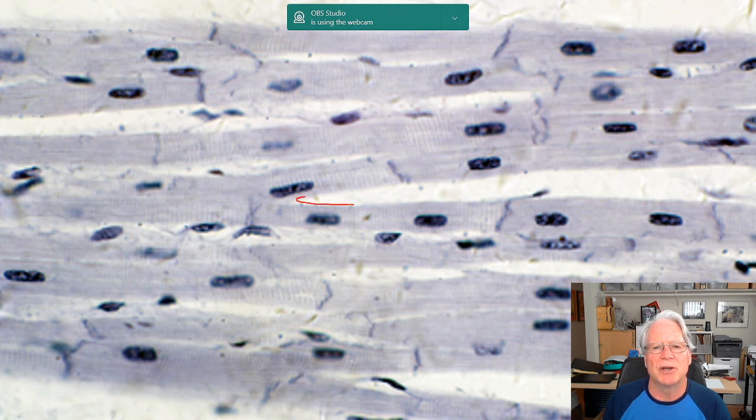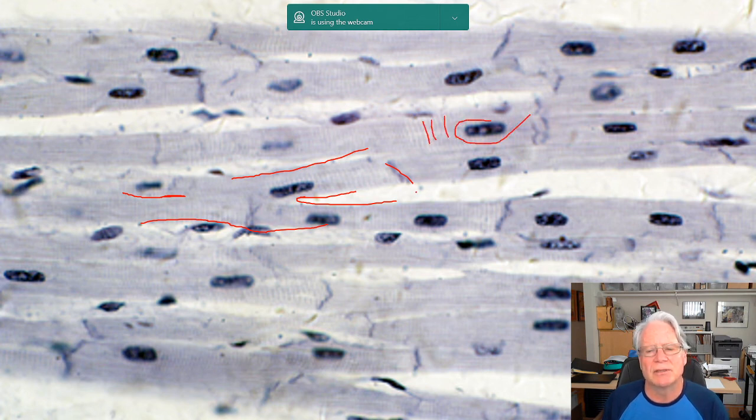So pretty clear what we're looking at here. There's a branching right there. Okay, so we see some branching right there. Maybe a little bit right here as well. So again, intercalated disc, centrally located nuclei, and the striations are present. There's a nice branch right there too. It is sometimes possible to see that. Not always, but if you look at enough, you can see branching taking place there.